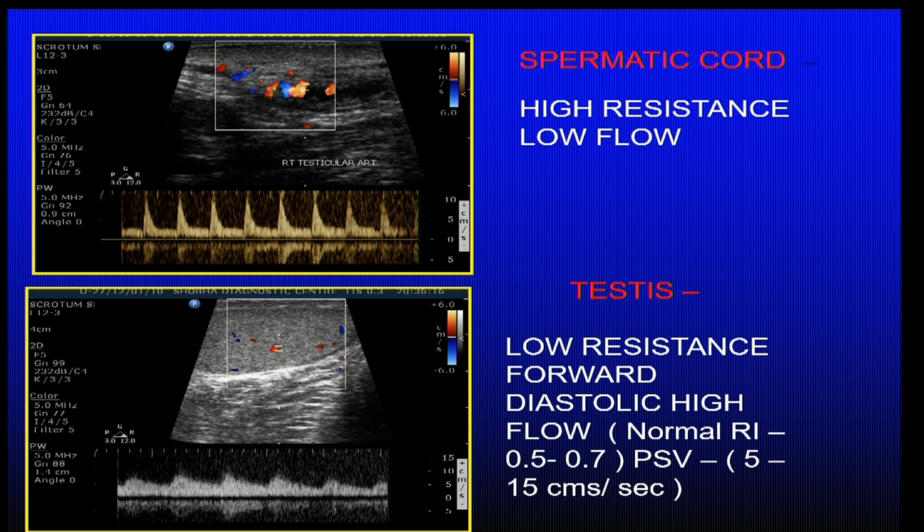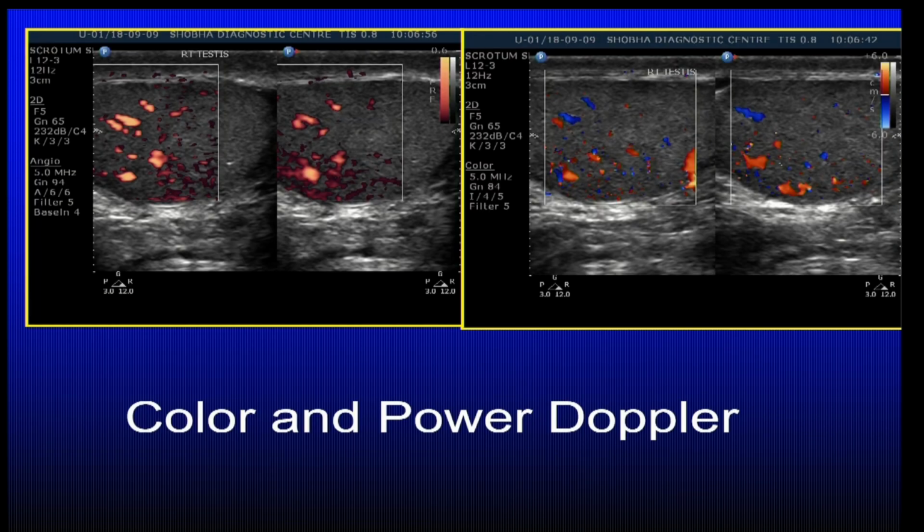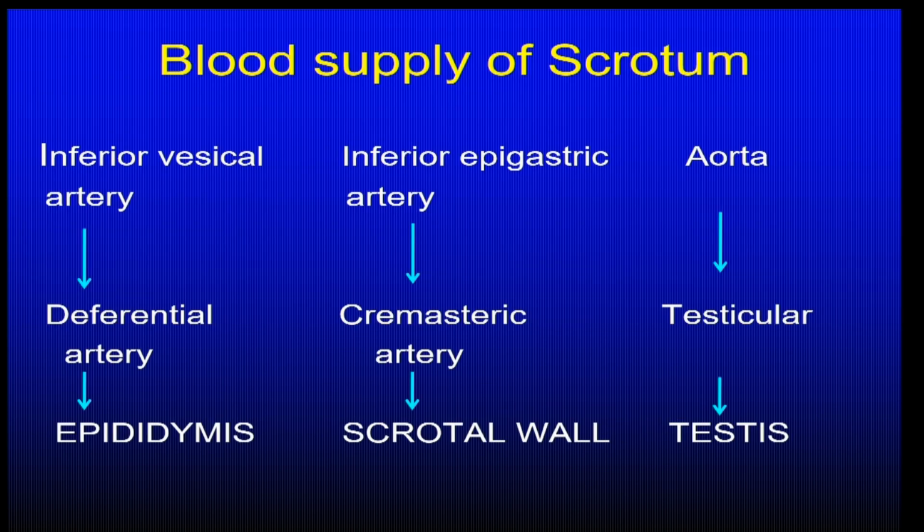As against it, the spermatic cord has a high resistance because a lot of cord structures are there. There is a resistance to the flow. You will get sharp systolic peaks followed by decreased diastolic flow. So remember this pattern. This is about that power Doppler I was telling you, that in case you get stuck somewhere, you can switch on to power Doppler mode.